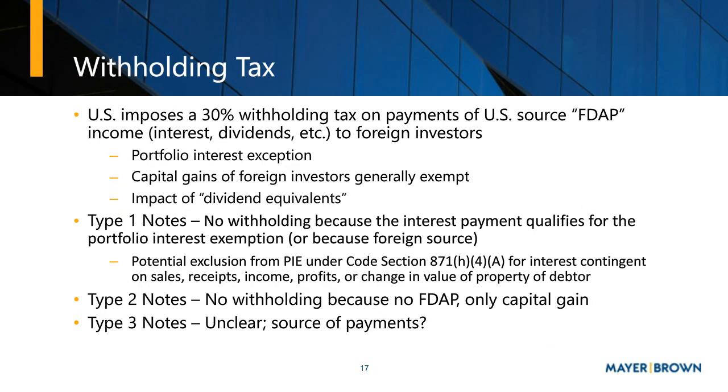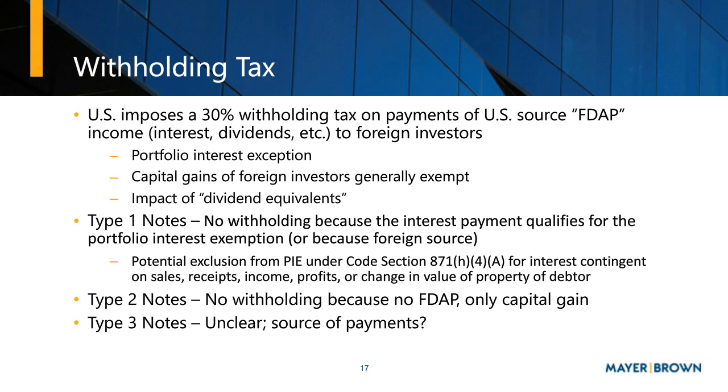Moving on to the next slide, let's talk about a very popular topic, withholding tax in the context of structured notes. There are a few concepts to keep in mind at the outset. First, the U.S. generally imposes a 30% withholding tax on U.S. source FDAP, we call it. That stands for Fixed or Determinable Annual or Periodic income.